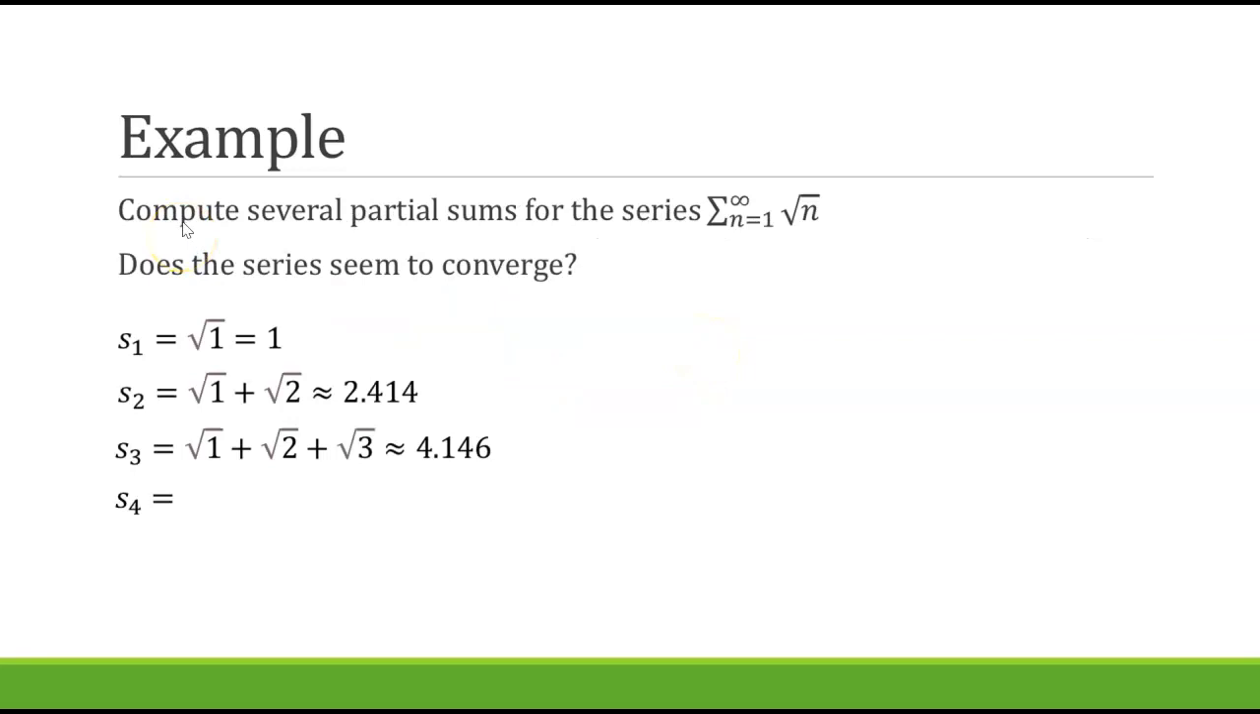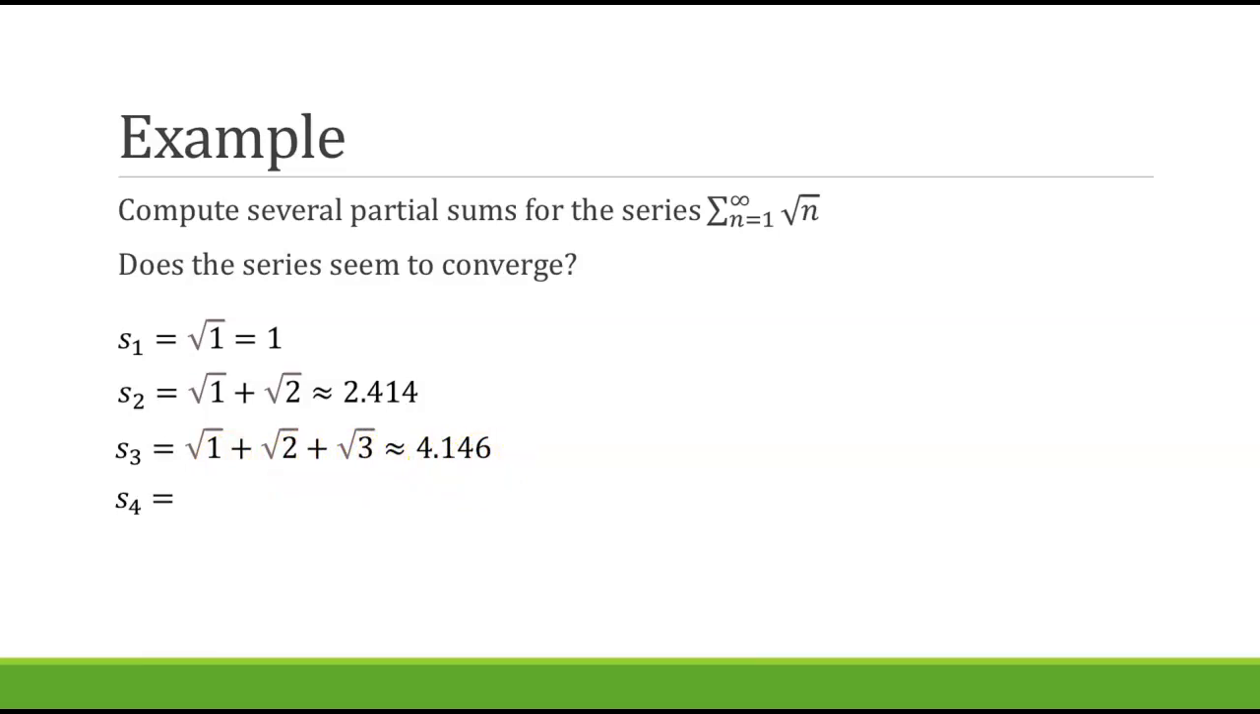Let's look at another example. Let's compute several partial sums for this infinite series, the sum of n equals 1 to infinity of the square root of n. Does the series seem to converge? So I already have listed here a few partial sums. The first one is just the first term. If I substitute in 1, I get the square root of 1, which is 1. The partial sum S sub 2 is the square root of 1 plus the square root of 2, which is approximately 2.414. The partial sum here, adding the first three terms, square root of 1, square root of 2, square root of 3 added together, is about 4.146.